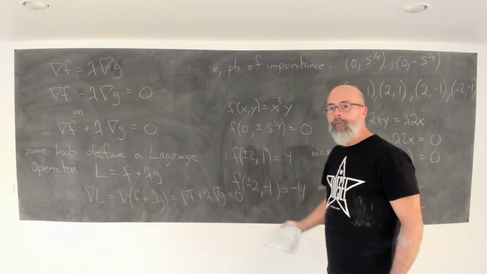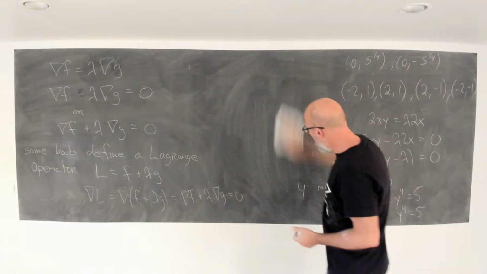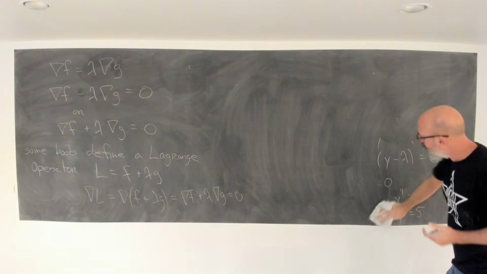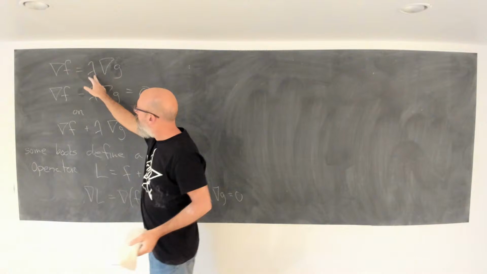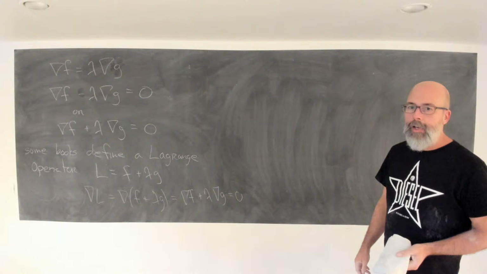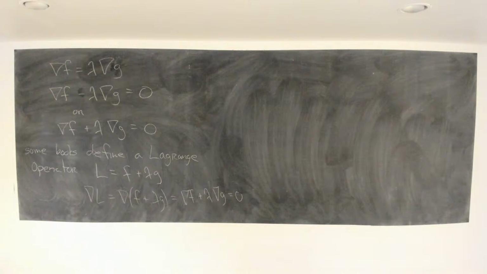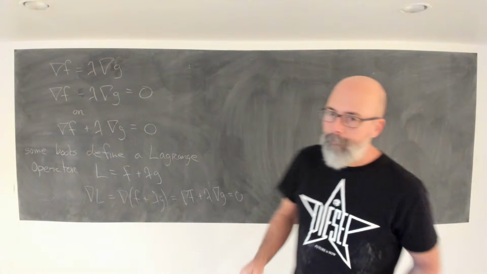Well, exactly right. For those of you making a link to 133, what you're showing is that lambda is an eigenvalue of the Lagrange operator. Exactly. So a beautiful connection to linear algebra once again. This is really just an eigenvalue problem. Let's take another example.